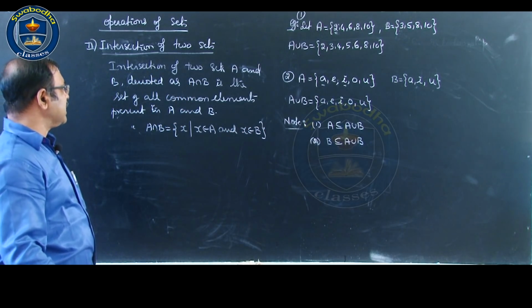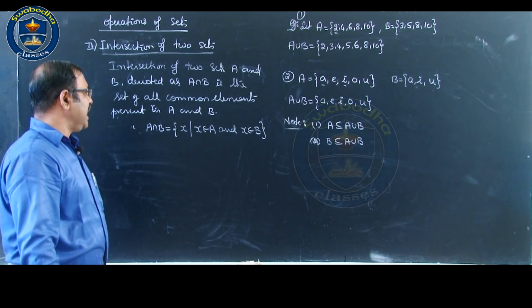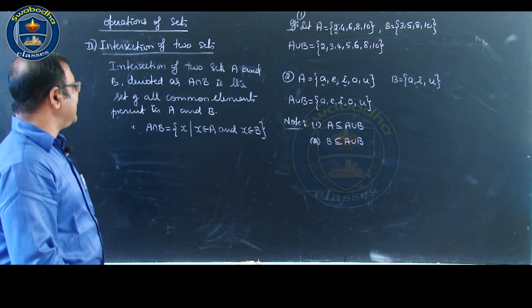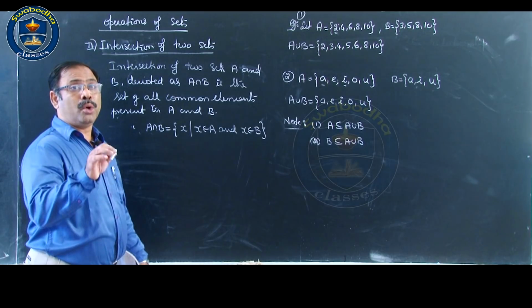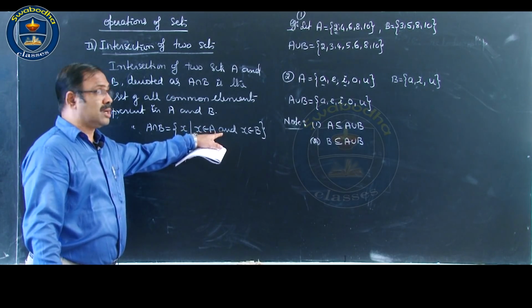What is this A intersection B? It is the set of all x such that x belongs to A and x belongs to B. That is, x is contained both in A and B. So this word makes a lot of difference.